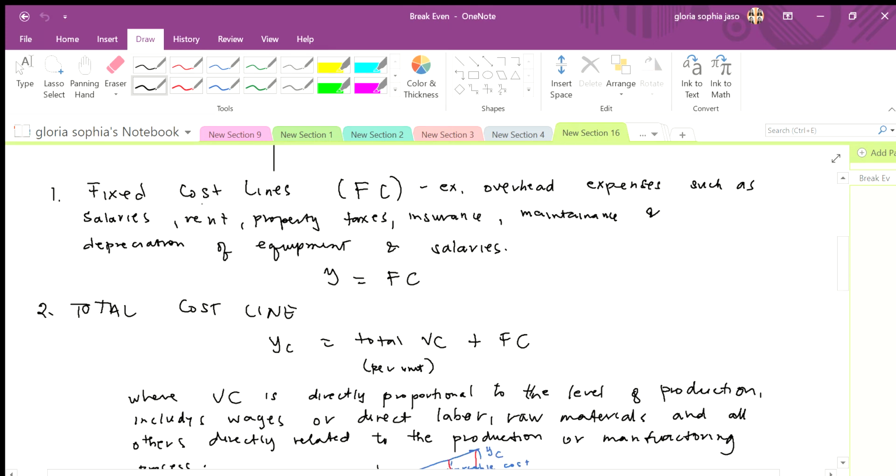Okay, so what is a fixed cost line? It is denoted by FC. This cost includes the overhead expenses such as salaries, rent, property taxes, insurance, maintenance, and depreciation of equipment. So we write the equation of the fixed cost as Y equals FC.